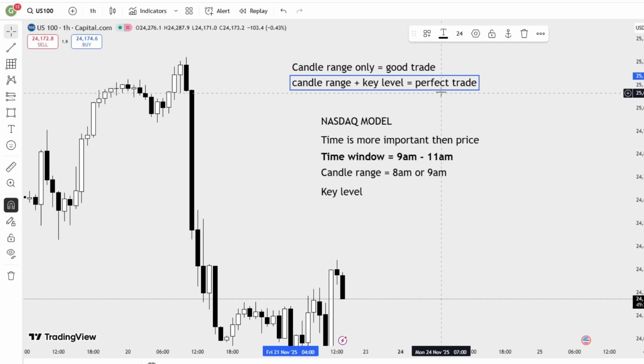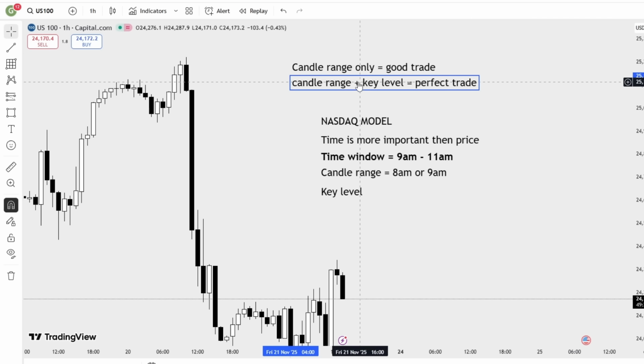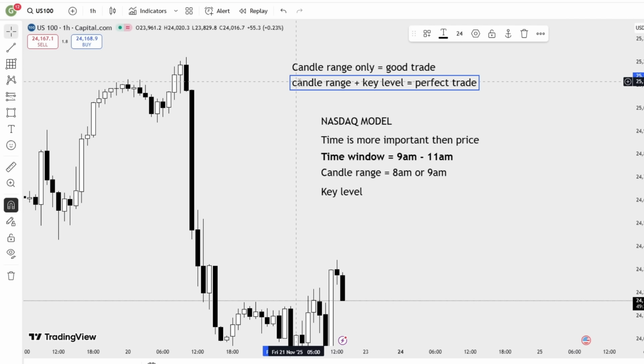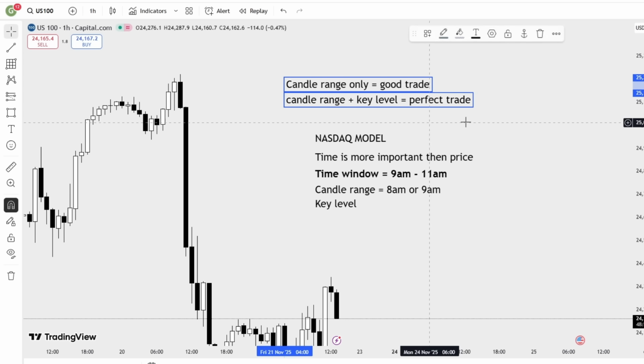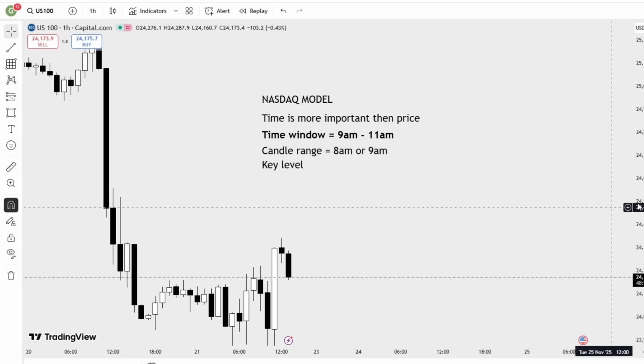So focus on candle range plus key level. You always want to see a candle range and a key level, okay? It's likely mandatory, okay? Candle range plus key level. Only candle range could work, but it's not perfect, okay? The perfect model is the candle range plus key level. So it's mandatory, okay? So we need a key level. For you guys, don't come here saying it doesn't work, okay.